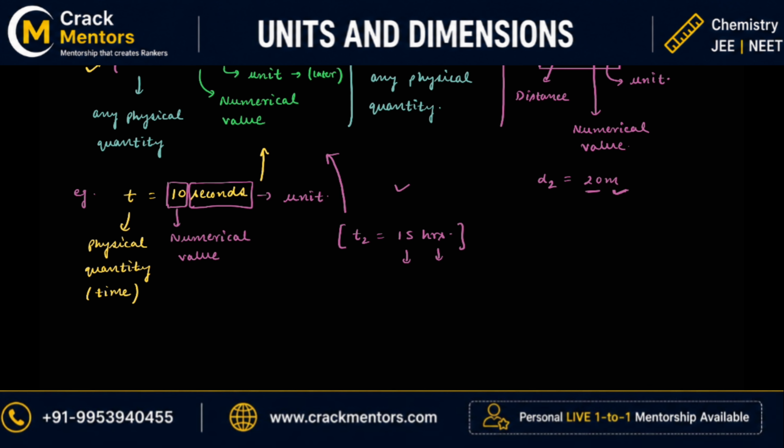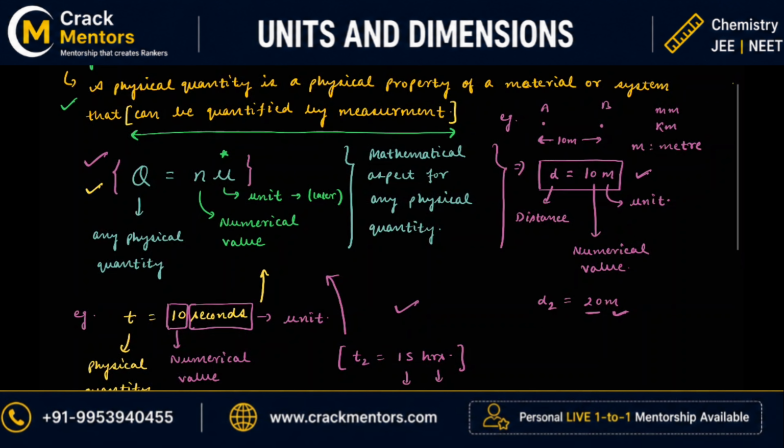The thing I wanted you to understand is what a physical quantity is, which satisfies this definition. If a quantity is a physical quantity, then we can write q as n u. I explained what n is, what u is, and I gave two examples as well.